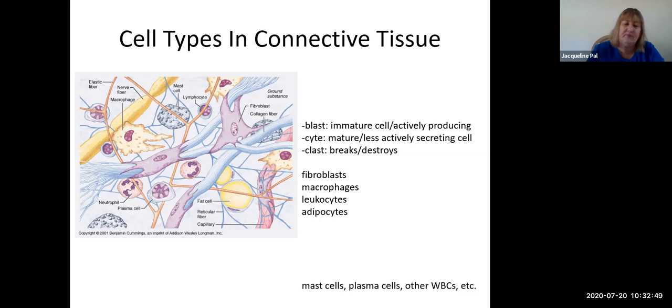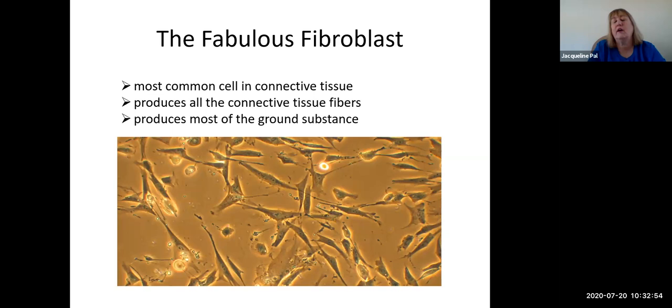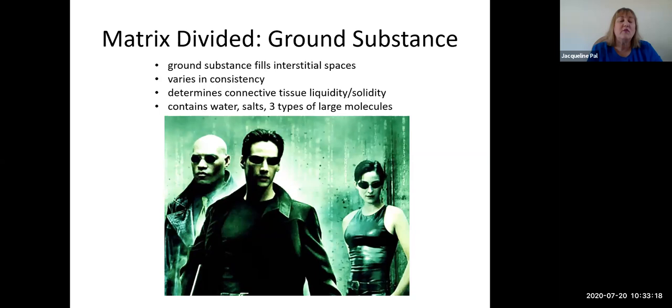So let's talk for a moment about the fibroblast, because it's a pretty awesome cell and deserves a little respect. In all eight types of connective tissue, it is by far the most common type because it produces all of the fibers, all of the protein fibers we're going to be talking about. In addition to fiber production, it produces most of the ground substance. So if you remember, the extracellular matrix was ground substance and protein fibers. So let's look at the ground substance first.